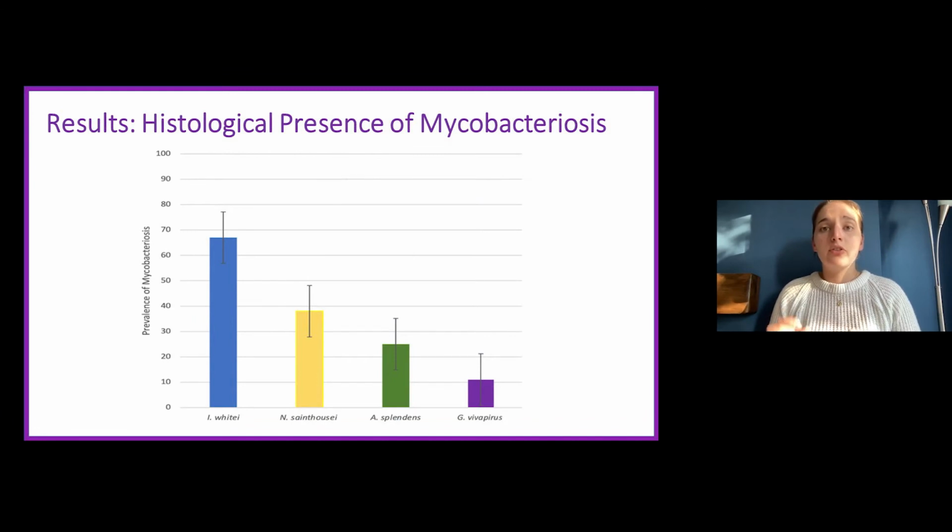This graph showed the percentage incidence of mycobacteriosis per species. Mycobacteriosis was found to be prevalent in all species that were studied, despite the lack of clinical signs. And Ilyodon whitei, once again, had the highest disease prevalence with an incidence of 67%.